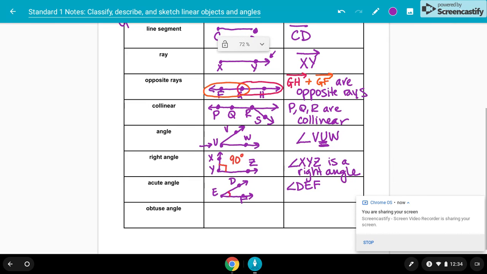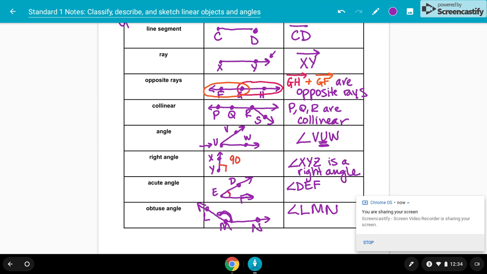An obtuse angle is an angle that is greater than 90 degrees. So this part of the angle is larger than 90 degrees. Let's name this one LMN. Angle LMN.